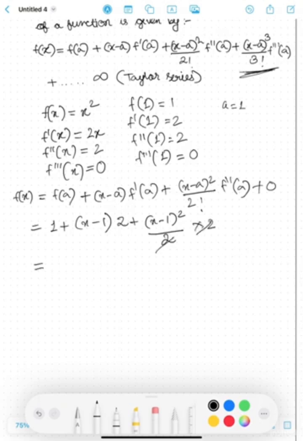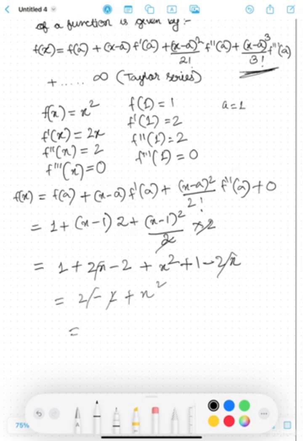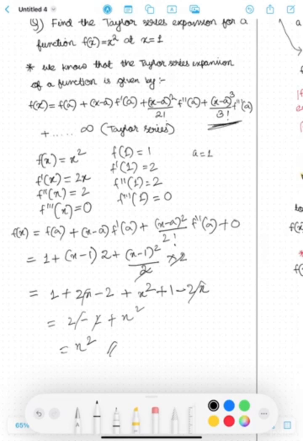So now if you find this out, x square plus 1 minus twice x. So twice x should be cancelled. 1 plus 1 is equal to 2, 2 minus 2 plus x square, that will be equal to x square. So this is the value of our question. This is the answer of our question.